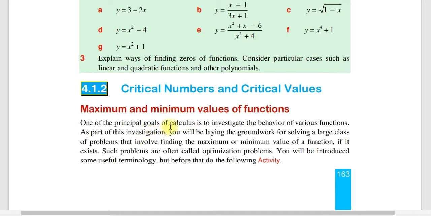One of the principal goals of calculus is to investigate the behavior of various functions. As a part of this investigation, you will be laying the groundwork for solving a large class of problems that involve finding the maximum and minimum value of a function, if it exists. Such problems are called optimization problems.